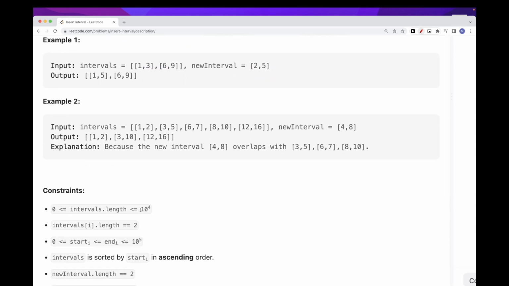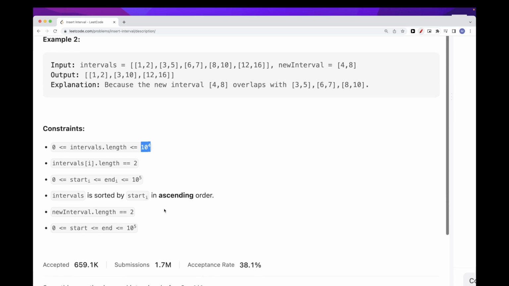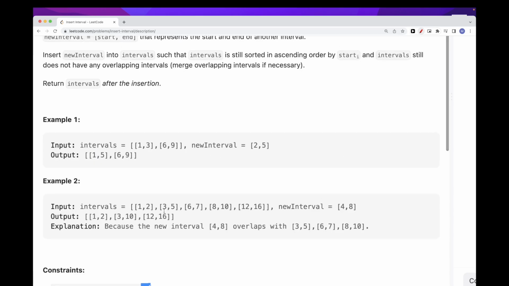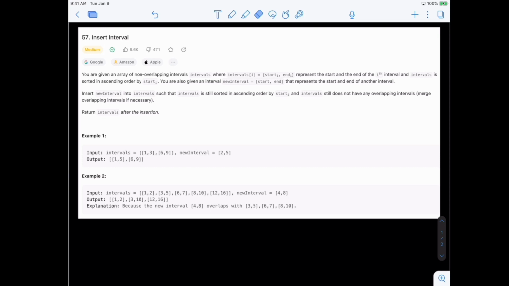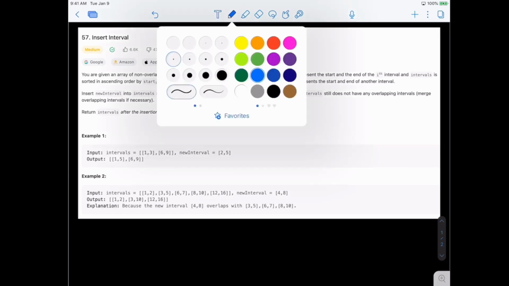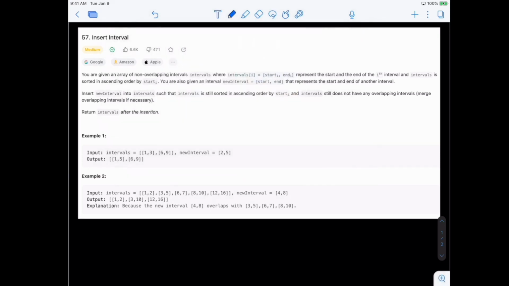The number of intervals is up to 10 to the power of 4. It's already sorted, which means we should take advantage of that. So let's see how we can solve this. So this is the example that we have. I will go with the simplest approach, and then maybe do other videos for other approaches, because this problem can be solved in multiple ways.